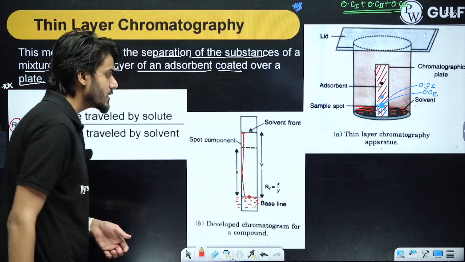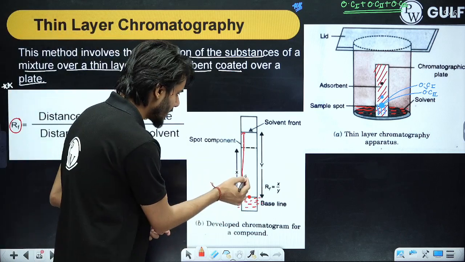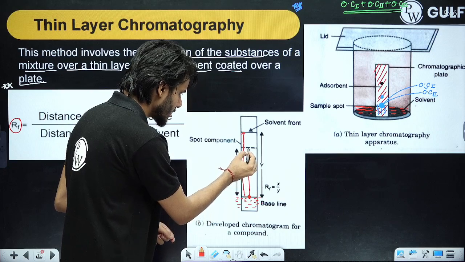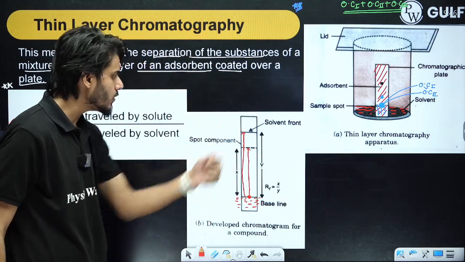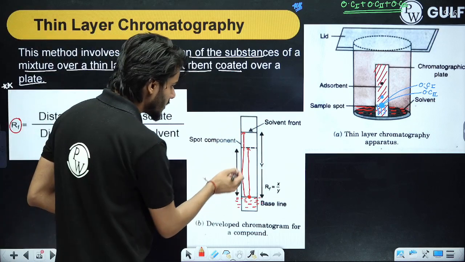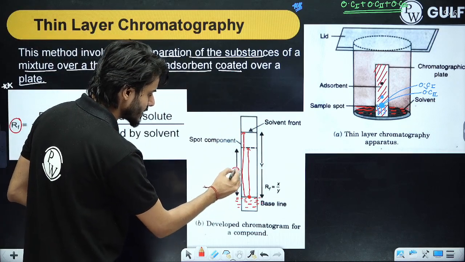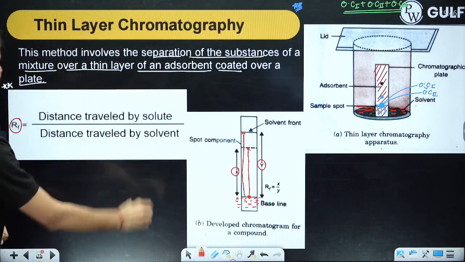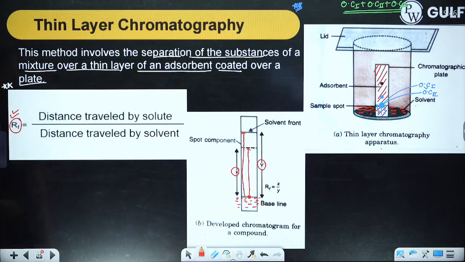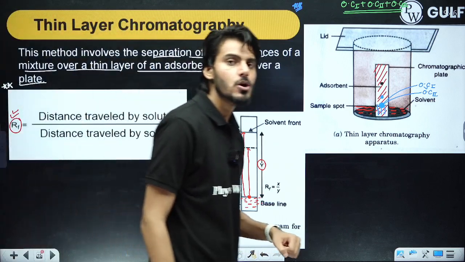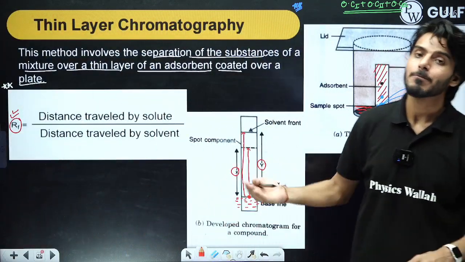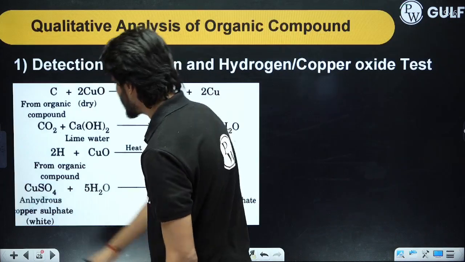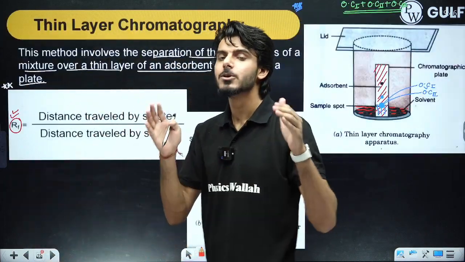But just because of the degree of adsorption, the organic compound only reaches up to here. This is the spot component, the organic compound. Now the distance traveled by the spot is x, and the distance traveled by the solvent is y. So the ratio of these two is what we call the retention factor, guys. And this is how you use chromatography to separate and purify your organic substances. And that's it, guys. This was your whole method of purification.